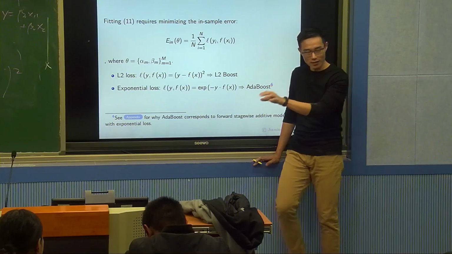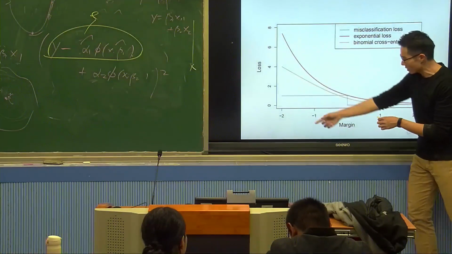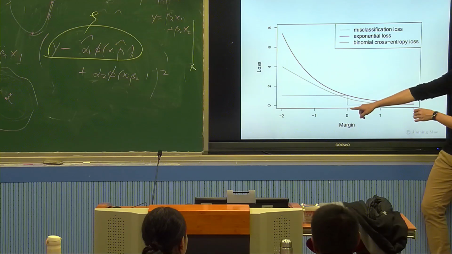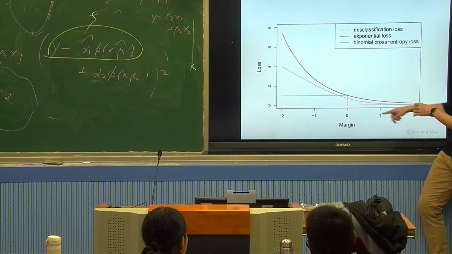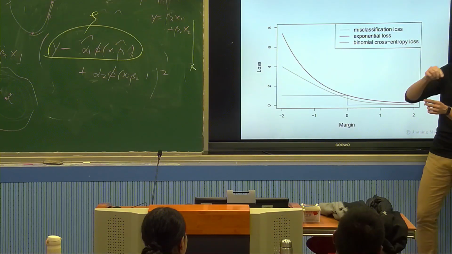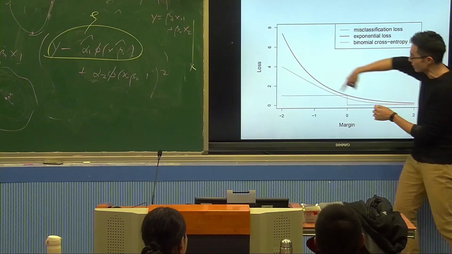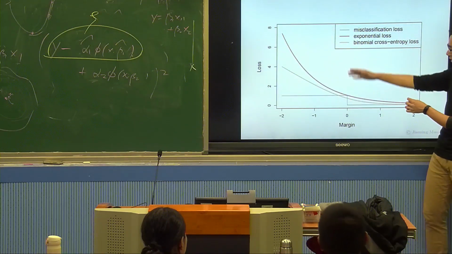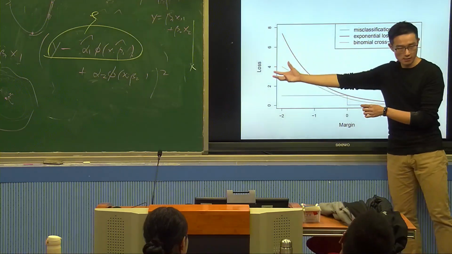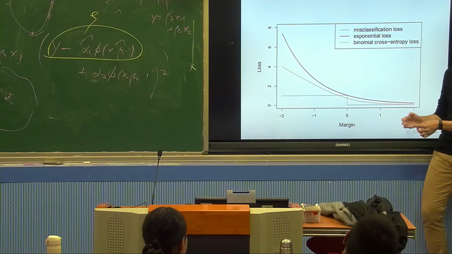So in this picture, we are plotting the loss function as a function of margin. When margin is positive, the 0-1 loss function is 0, and when it is negative, the 0-1 loss function is 1. And the binomial cross entropy, which is the loss function used by logistic regression, looks like this. And exponential loss looks like this, which is an exponential function. But they're all very similar, so we can use any one of them. The idea is we want to penalize negative margin and not penalize positive margin, because positive margin means your classification is correct.